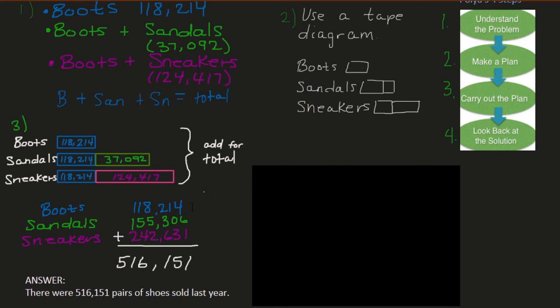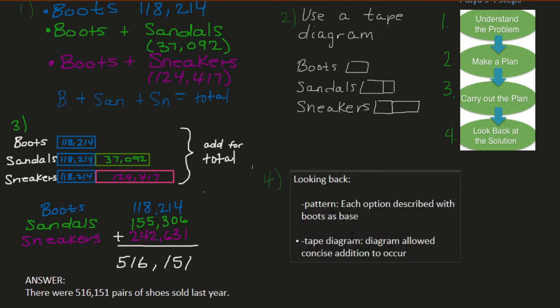So when you do that, for boots, we have our regular number for boots there. We have our sandals coming in at a value of 155,306. That's the number that you get when you add this part here to this part here. And then with our sneakers, we do the same. So when you add the value of boots plus the value of the additional sneakers, it gives us 242,631. So when you add all 3 of these values together, that gives us our grand total of 516,151 pairs of shoes that were sold last year.